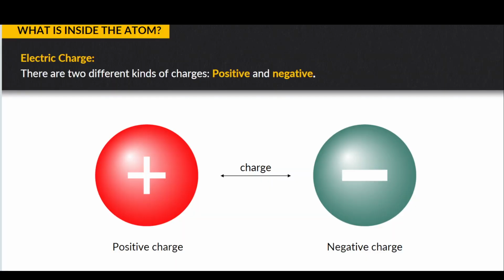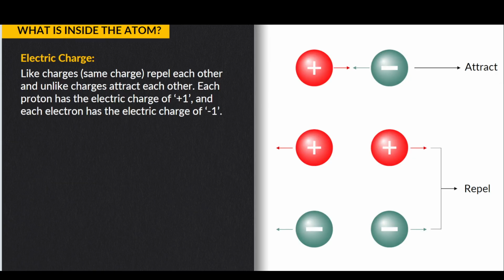Charge, let's talk about charge, electric charge. So there are two different kinds of charges, positive and negative, and different charges attract each other, right? Like positive charge and negative charge, there is attraction between them. And same charges, both positive or both negative, repel each other. So like charges repel each other and unlike charges attract.